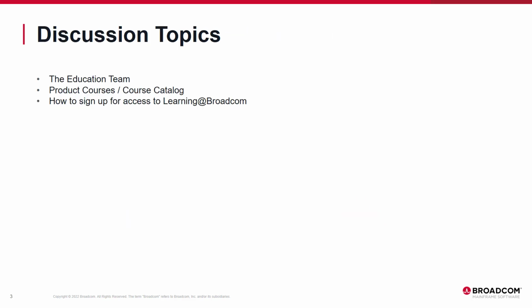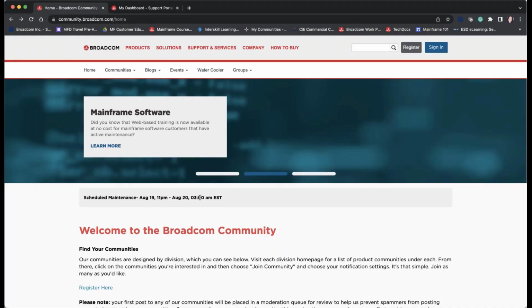The course catalog is what I want to introduce you to today, and where to get a copy of that, as well as our product course list. This is what we used to know as our learning paths, but they're our product courses. I also want to introduce you to how to register for access to learning at Broadcom. Let's start with community.broadcom.com. This is where you want to start.